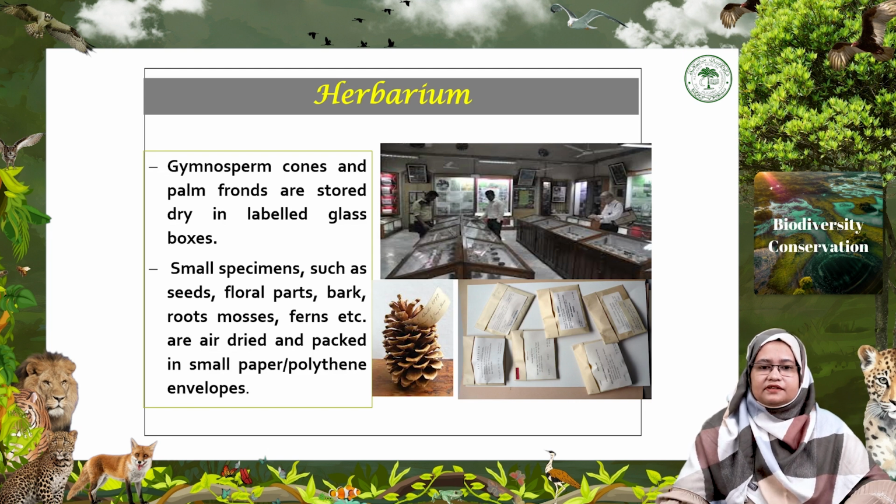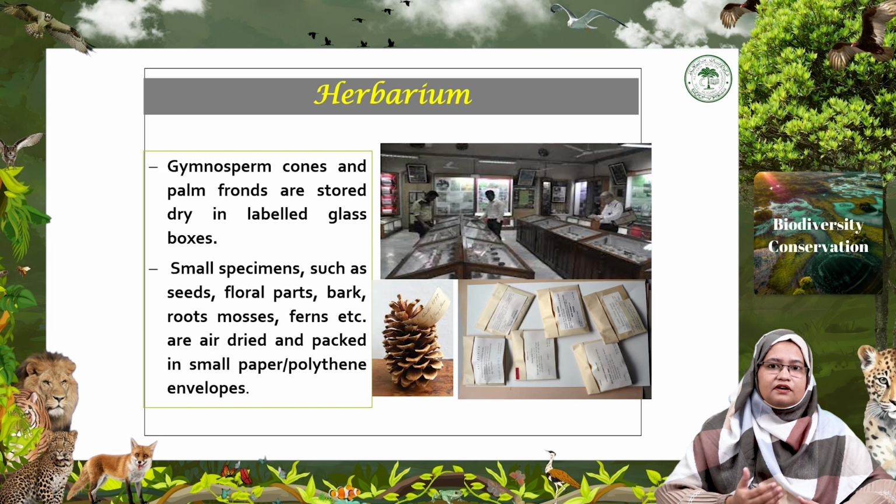Large and woody plant parts such as gymnosperm cones and palm fronds are stored dry in labeled glass boxes, as you can see here in this particular image. These boxes have different cones of gymnosperms and palm fronds, because we cannot press them on a sheet, or store them in a formaldehyde solution. So these types of cones, which have a very hard and dry part and a specific structure, are stored in glass boxes.